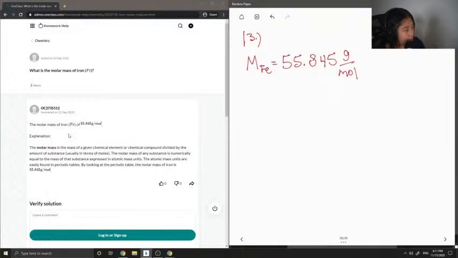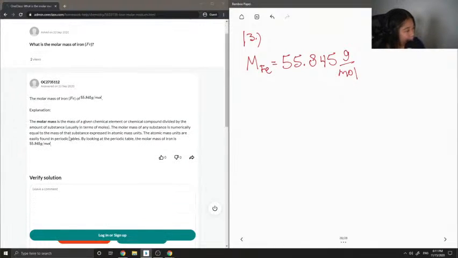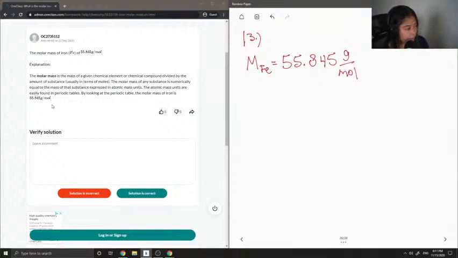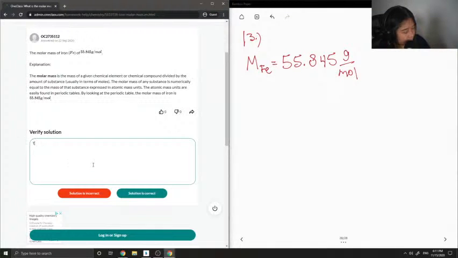Junior Tutor said molar mass of iron is 55.845. Molar mass is the mass of a given chemical element or chemical compound divided by the amount of substance, usually in terms of moles. Molar mass of any substance is numerically equal to the mass of that substance expressed in atomic mass units. The atomic mass units are easily found in the periodic table. By looking at the periodic table, the molar mass of iron is 55.845 grams per mole. Okay, so the solution is correct. Just another simple molar mass question.